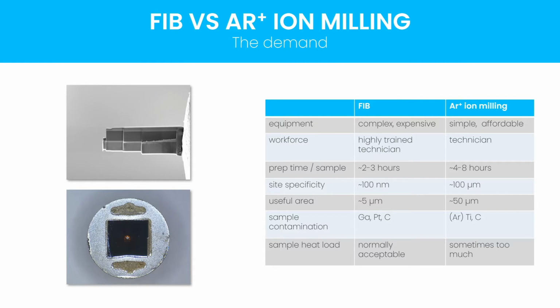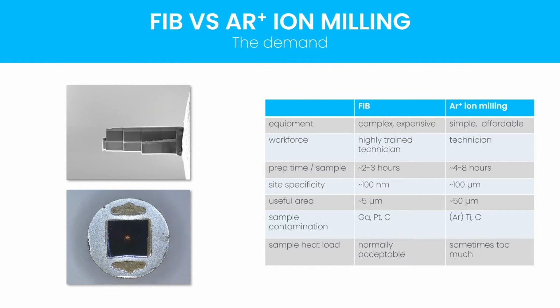On the preparation time and site specificity, the FIB is definitely better than argon ion milling. But if we look at the useful area produced by these methods, we see that the argon ion milling is producing way larger electron transparent regions on the sample than the FIB.